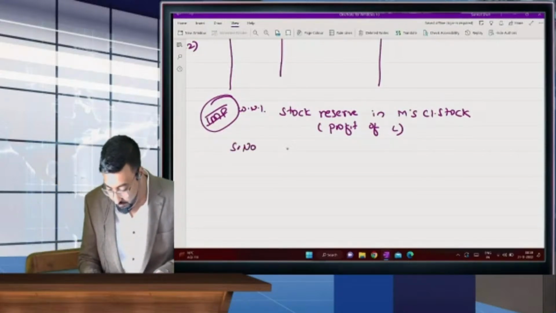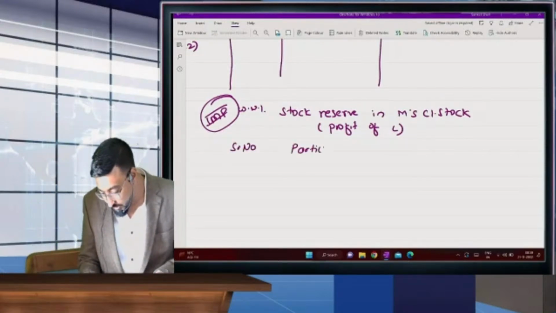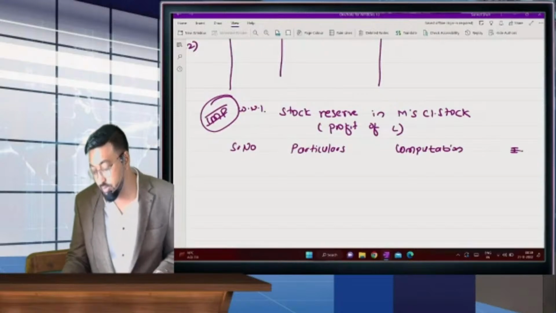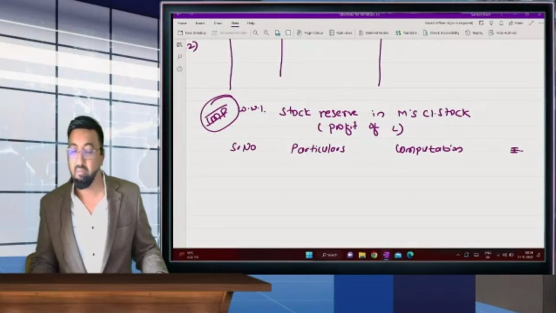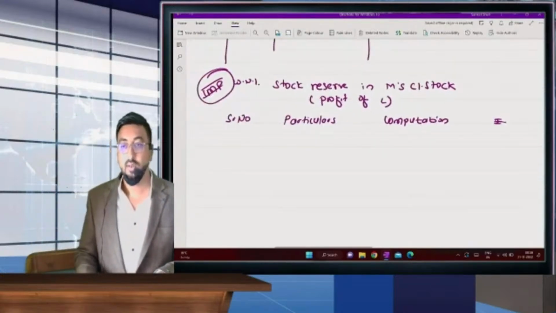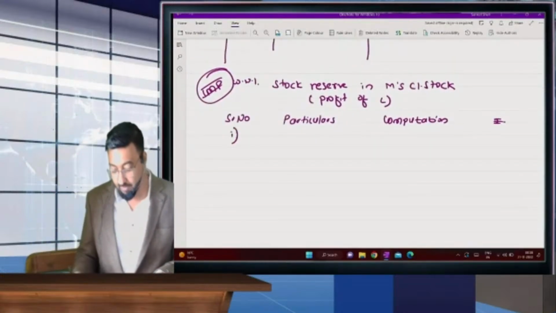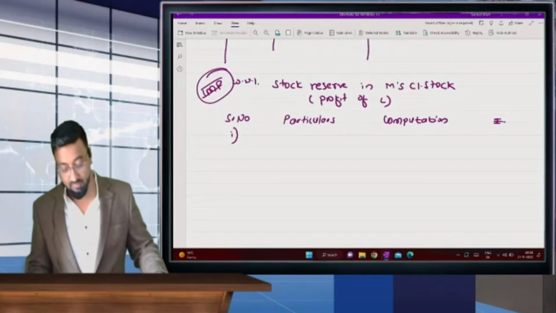Serial number, particulars, computation. If you ask me, this question is of 8 marks, no, this question is minimum 12 to 15 marks. Okay, but I cannot help you out. ICAI gave it for 8 marks.